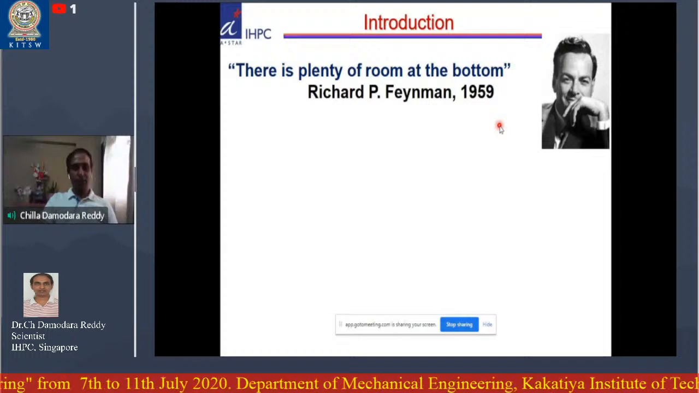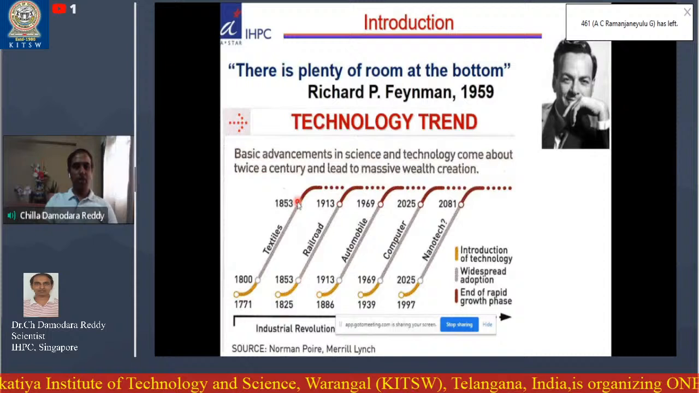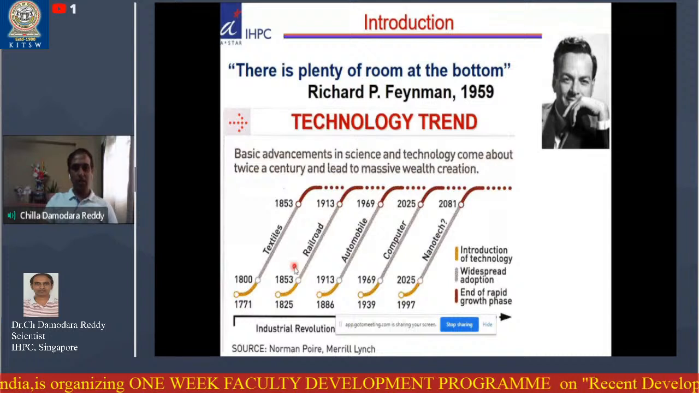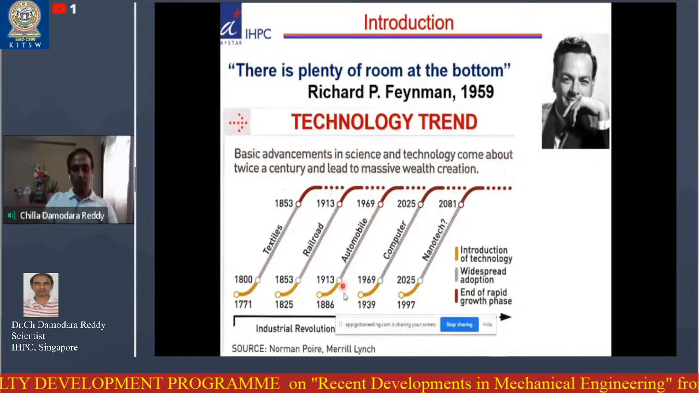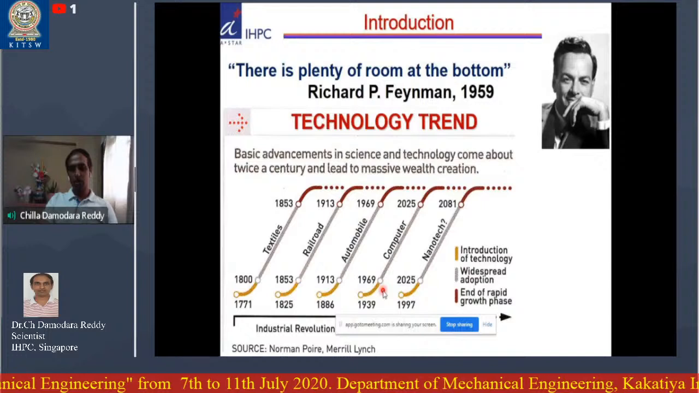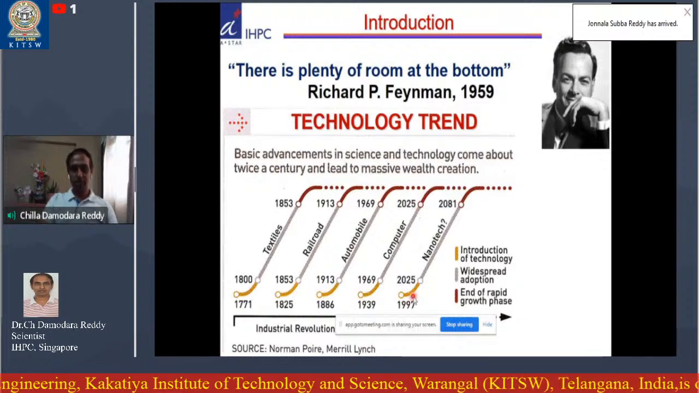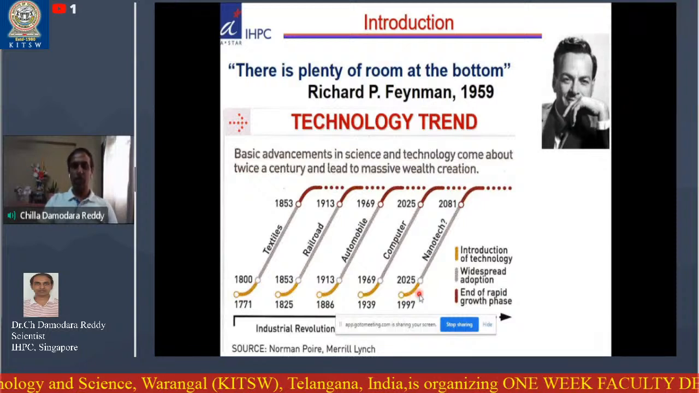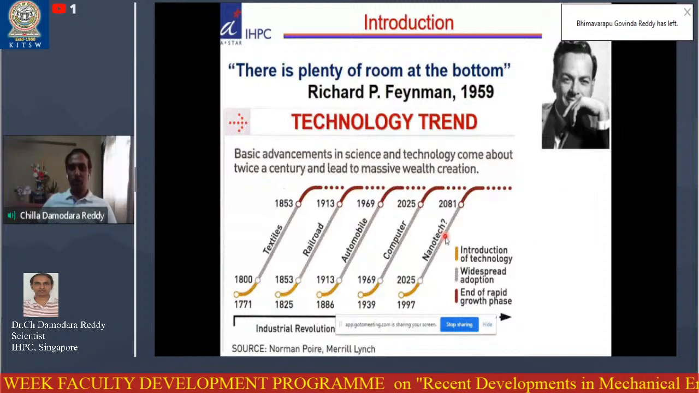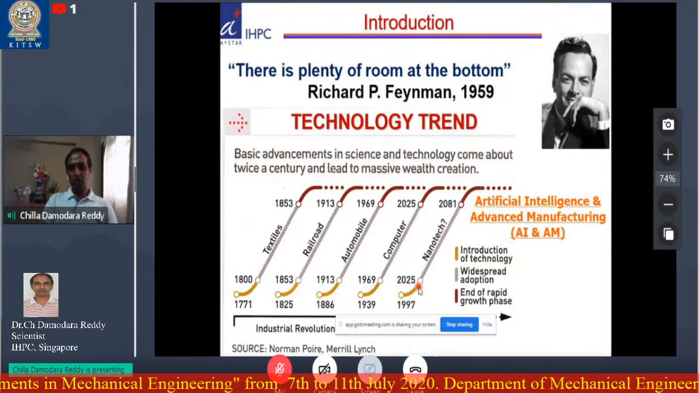If you see the technology trends since 1971, initially textiles were dominating until 1953. Then railways became the main technology-driven thing, until 1910. Then the automobile picked up the markets, and after that the computers dominated, and computers are still under development. At the same time nanotechnology is currently picking up a lot. We are still at an introductory stage, but we have to develop a lot on the nanotechnology side to get future applications. Apart from that, artificial intelligence and advanced manufacturing technologies have been picking up in the last two or three years.